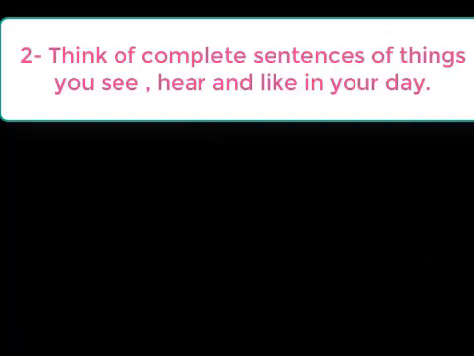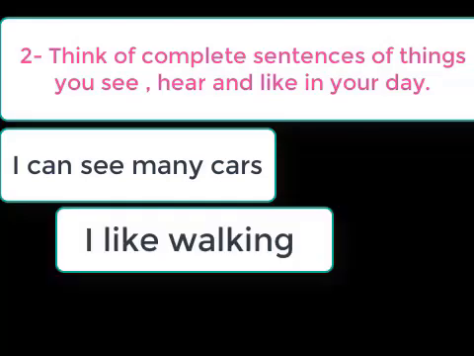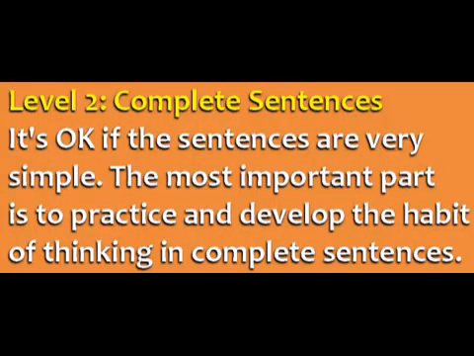In level 2, think of complete sentences of things you see, hear, and like in your day. Like, I can see many cars. I like walking. I hear the birds. In this level, it's okay if the sentences are very simple. The most important part is to practice and develop the habit of thinking in complete sentences.